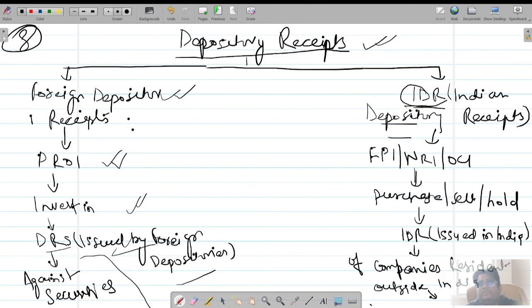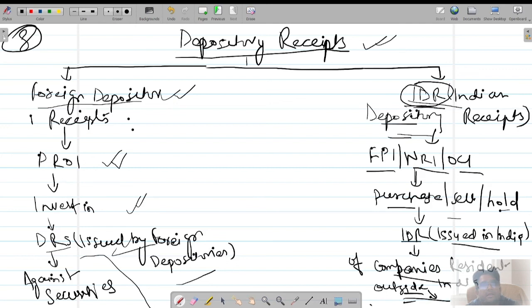In the case of IDRs, they are issued in India for companies resident outside India. That is, an FPI, non-resident Indian or OCI can purchase, sell or hold, that is, invest in Indian depository receipts, and these Indian depository receipts should be of companies registered outside India only. So we have seen the case of both foreign depositories and Indian depositories.